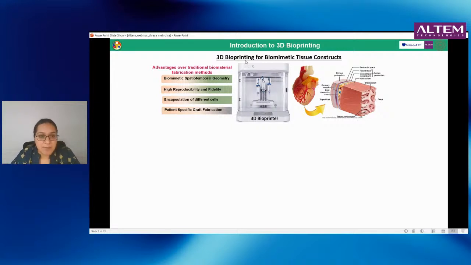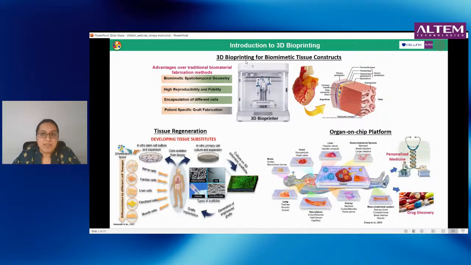Using this 3D bioprinting technique, there are two main fields that have adopted it in tissue engineering. First is tissue regeneration, where these 3D bioprinted tissue constructs are considered a replica of the native tissue and are used to fill the defects or replace the injured tissues in the human body, where they are expected to regenerate the lost tissue as well as perform the function of the lost tissue.